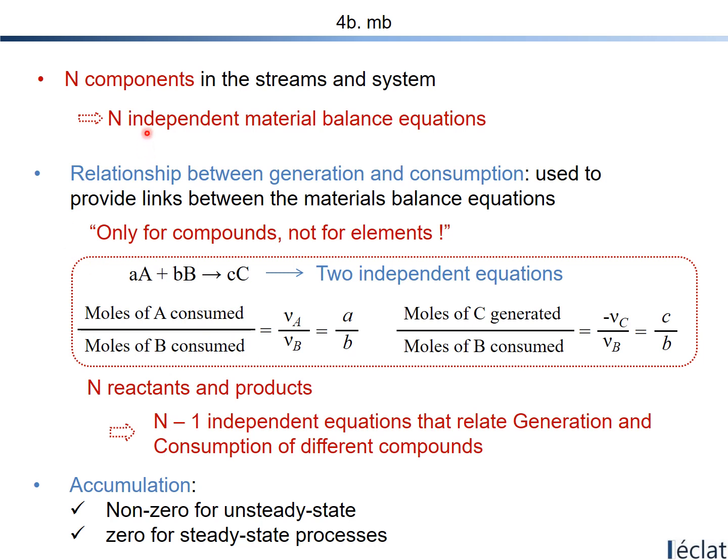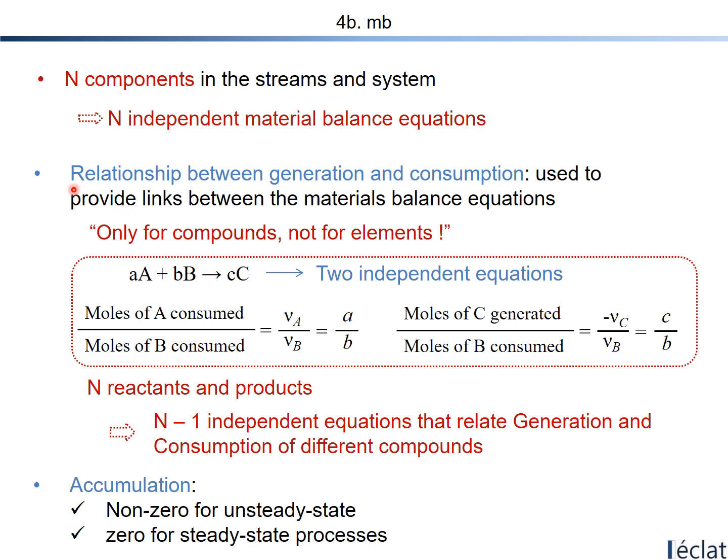So in the previous slide, I talked about the components. After you decide which kind of components are used for the material balance equation, then you can expect how many independent material balance equations are derived. That is to say, the number of components in the stream and the system is equal to the number of independent material balance equations. Okay, so right now we know how many material balance equations are obtained from my system. And then let's go to the next thing.